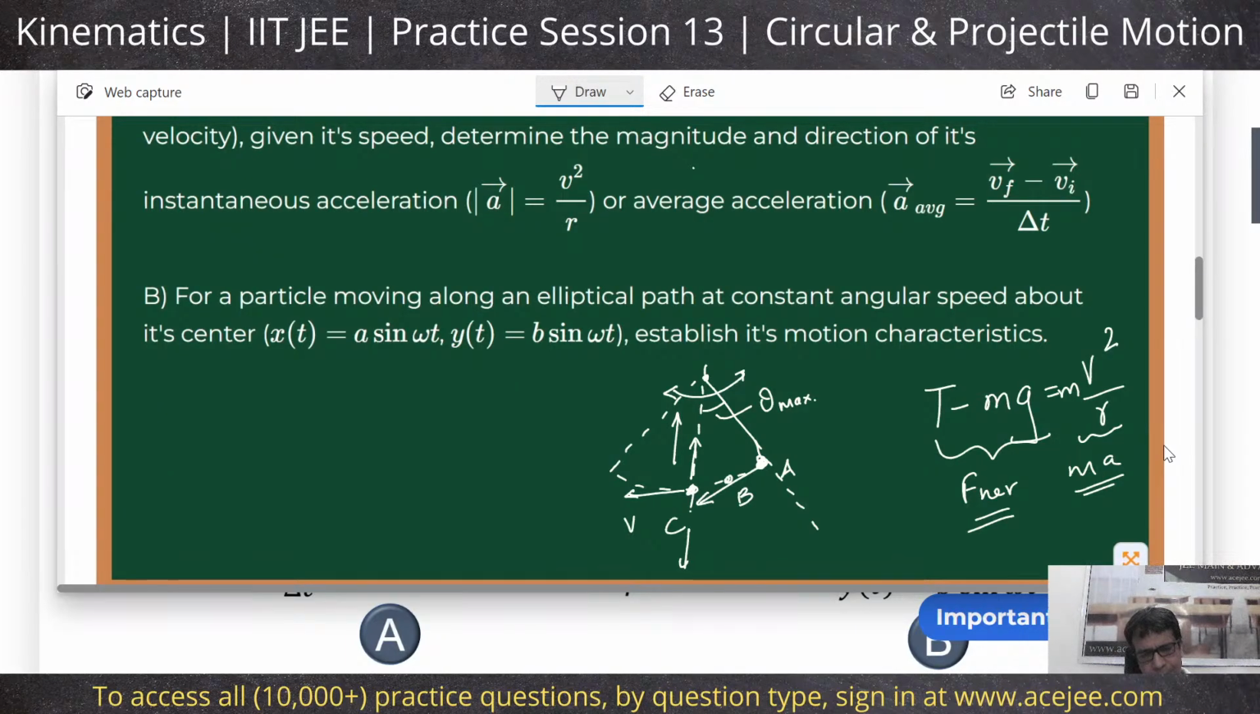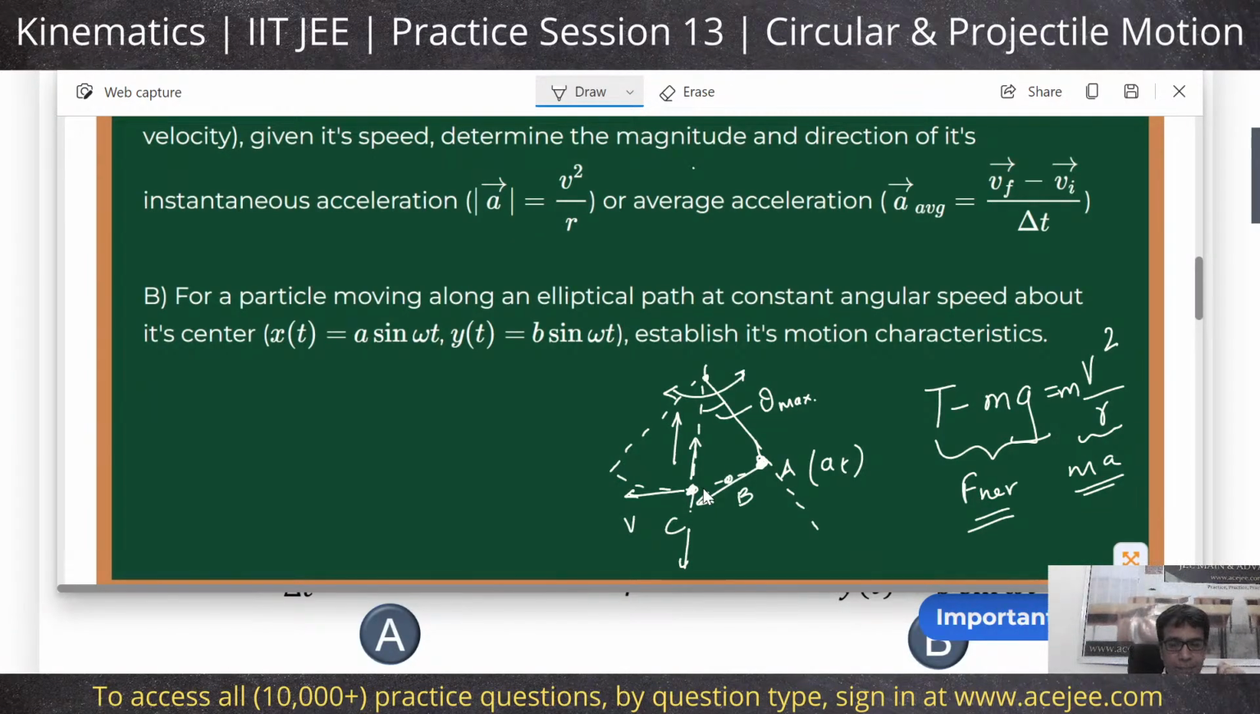What about B? Will it have radial acceleration? See, here it had only tangential. At A, only tangential. At C, only radial. There is no component of force along the horizontal direction. In the horizontal direction, there is no external force. That's why there is no tangential acceleration in that direction.